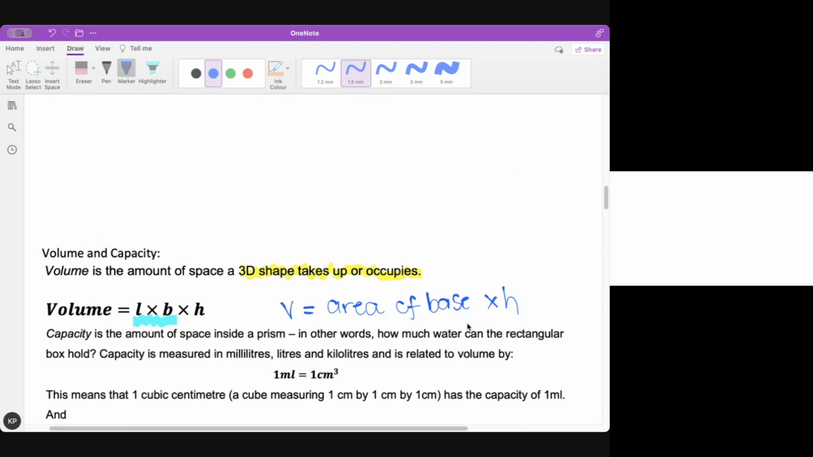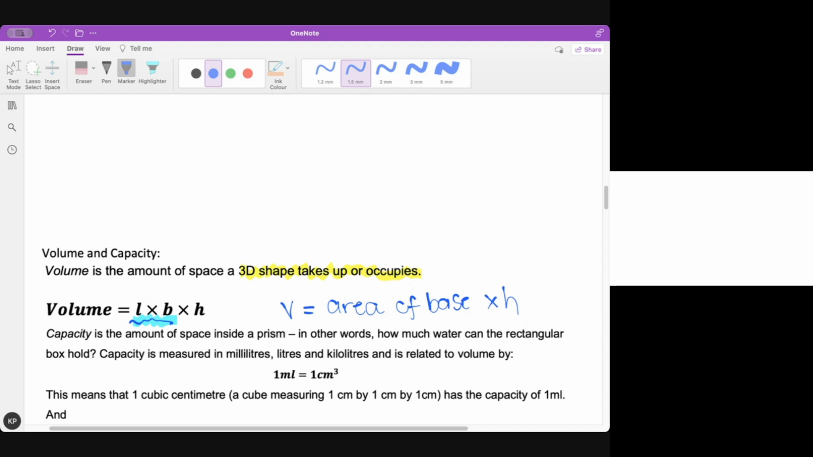Do you guys agree that it will be easier to remember one formula instead of seven when we start doing different shapes? Isn't it just easier to remember it? Because in this specific case, our base is a rectangle, then yes, it will be length times breadth, but it will not always be length times breadth. You guys get what I'm saying? So it's the area of the base times the height. In this case, we are working with a rectangular prism, so that is correct.